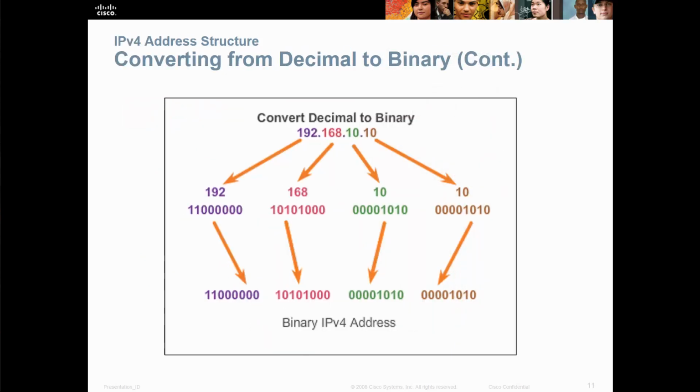Again, each of these groups will be 8 bits. That's an important concept. They're groups of 8 bits, always. We actually call each group of 8 an octet. So we have the first octet, the second octet, the third octet, the fourth octet. First, second, third, fourth.